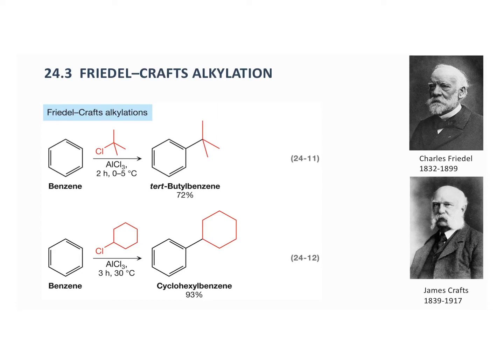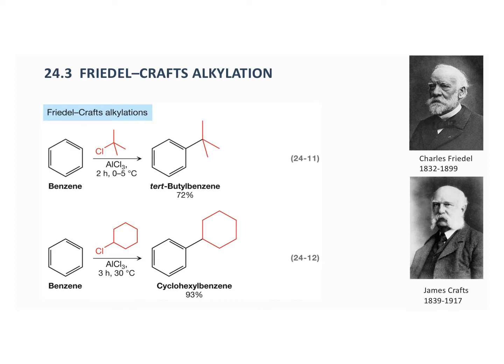In 1877, Charles Friedel, who is the fine fellow shown here, and James Crafts, shown here, reported that alkylation can take place when benzene is treated with an alkyl chloride in the presence of aluminum chloride. Now, aluminum chloride, as shown here, is a strong Lewis acid. It's also shown there as well. This is called a Friedel-Crafts alkylation.